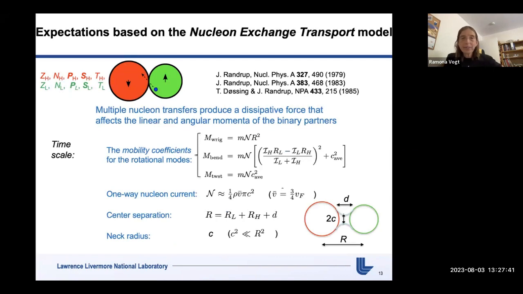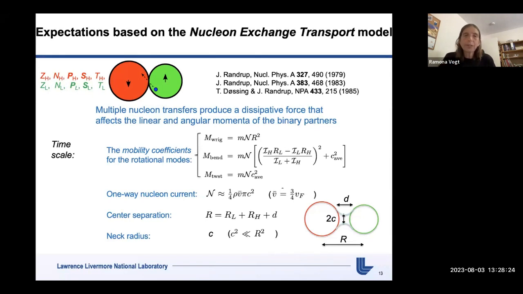As I was saying already, these expectations of how the fragment angular momentum develops are based on the nucleon exchange transport model. And these are the references here again. I said these transfers back and forth dissipate the energy because they move energy from one fragment to the other. But they also have some energy themselves that acts as a brake on what's happening. And that is going to affect the eventual linear and angular momentum of the two fragments once they separate.